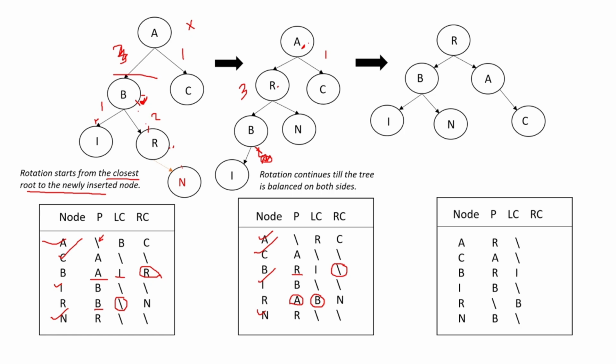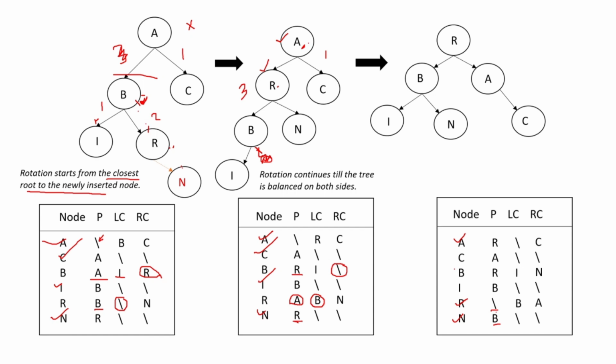So here are a number of changes. Now A will change because the rotation happened between A and R. So A will change naturally. B will remain the same because no change has been done to B. R will change, so now it has a parent of null, right child A and left child B. Some changes will also be done to N, where the parent of N becomes B from R.